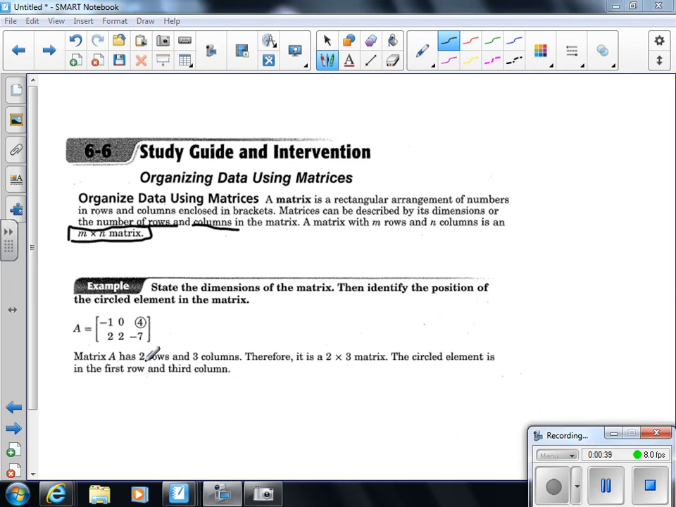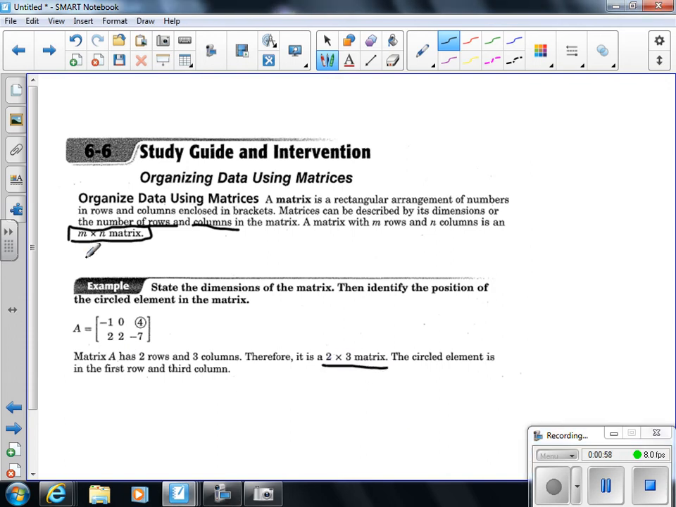Okay, let's take a look at an example. We're going to state the dimensions of this matrix, and then we're going to identify the position of the circled element. How many rows does this have? It has 2 rows, and how many columns? So we say it's a 2 by 3 matrix.